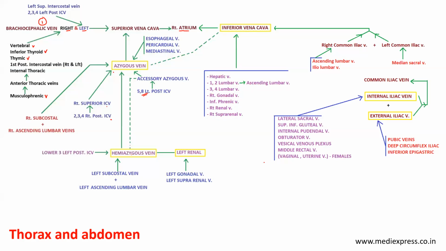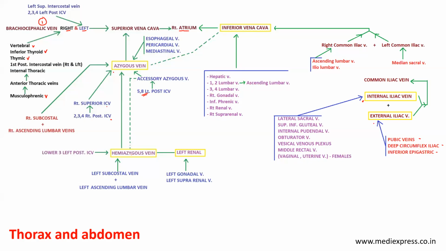Now next one, a little more downwards. We'll see the lateral sacral vein. Remember the lateral sacral vein, superior, inferior, a superficial inferior gluteal vein. We have an internal pudendal vein. We have obturator vein. We have vesical venous plexus. We have middle rectal vein, and the vaginal and uterine veins in females. All this will drain into the internal iliac vein. Plus, we have pubic veins, deep circumflex iliac vein, and the inferior epigastric vein.